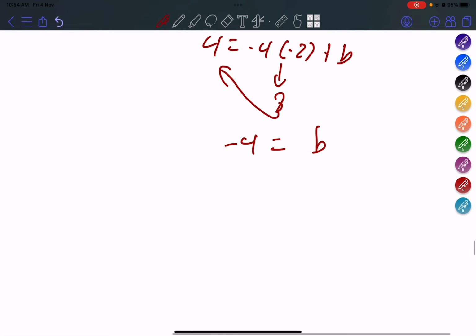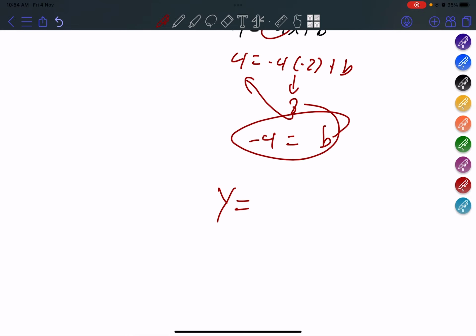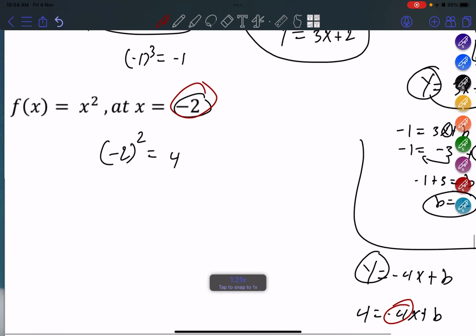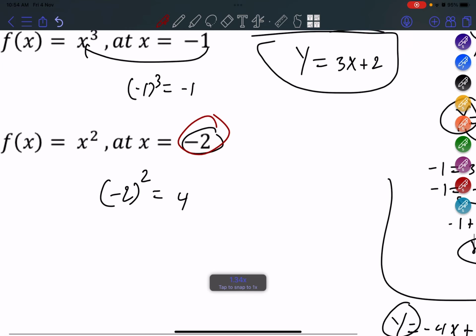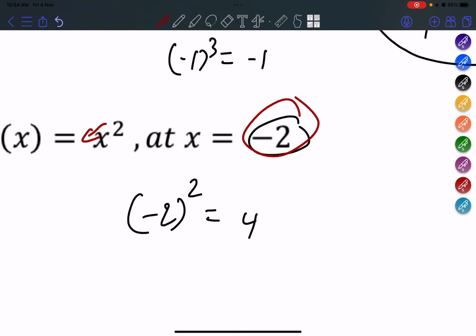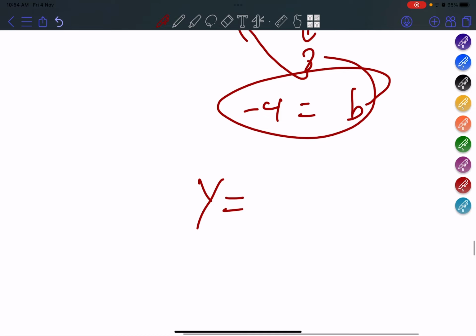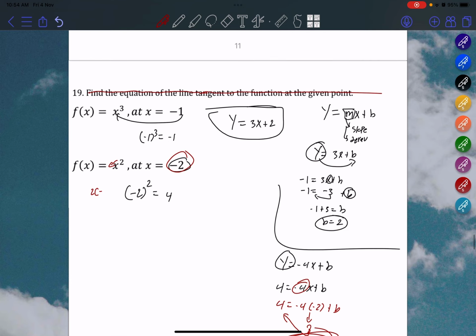Now let's finally put the values of b and m in the equation. It becomes y equals, the slope is negative 4, so negative 4x, and b is minus 4. So that's the answer of question 19, A and B.